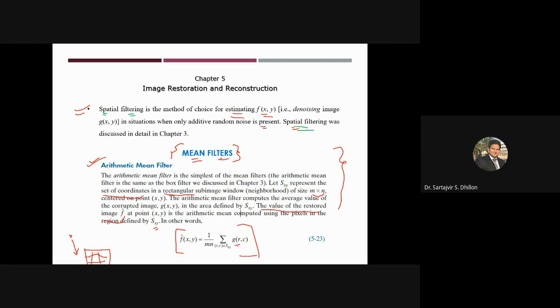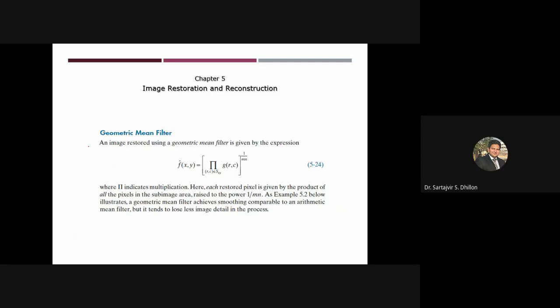This is the value for the cropped image area, and we are calculating the arithmetic mean. Next is the geometric mean. In the geometric mean, we are taking the product of all the pixels in the subimage. This is an important point: we take the product of all the pixels in the kernel window we have considered.